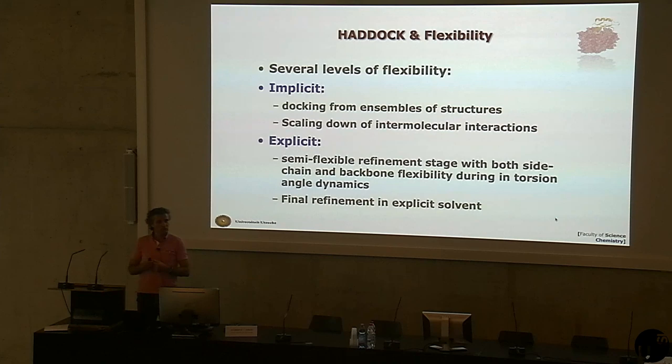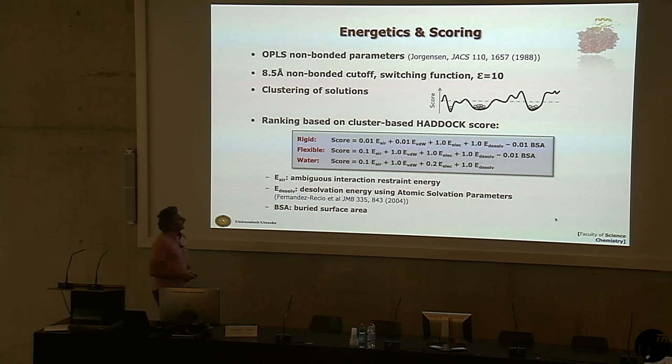And then we have the other level of implicit flexibility. We do scale down intermolecular interactions in the simulated annealing phase. And then we have the explicit level at side chain and backbone level, as you have seen in the movie. We do clustering, and then we calculate a rather simple score. So we have scores at different stages. So this is the rigid body, flexible, and water refinement score.